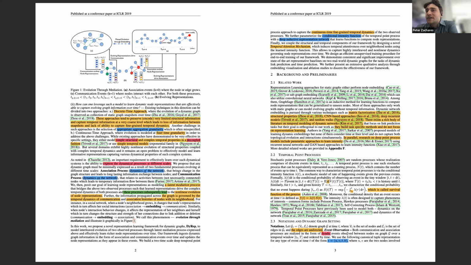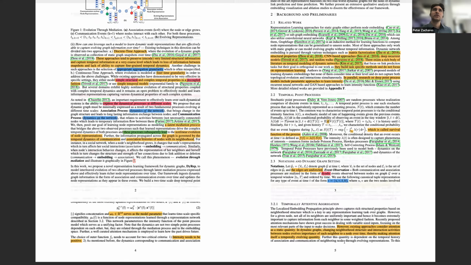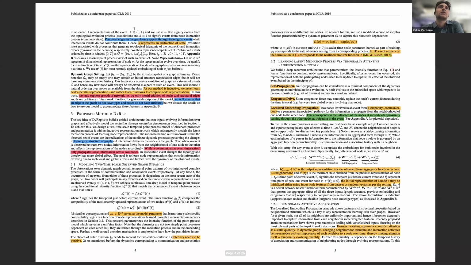So I think one important thing is how they model an event. An event is a modification to the graph, and all the events, both communication and associations, are modeled by this tuple here, where U and V are indexes of nodes, and T is the time at which it occurred, which can be any positive real number. And then K is whether it's a communication or an association event. I think K equals 0 is an association event, and K equals 1 is a communication event. Here represents an abstraction of scale.